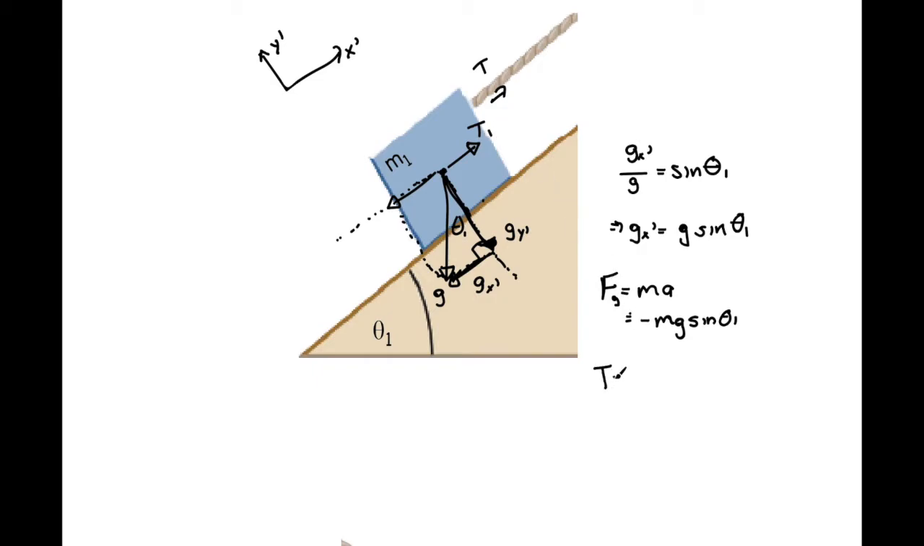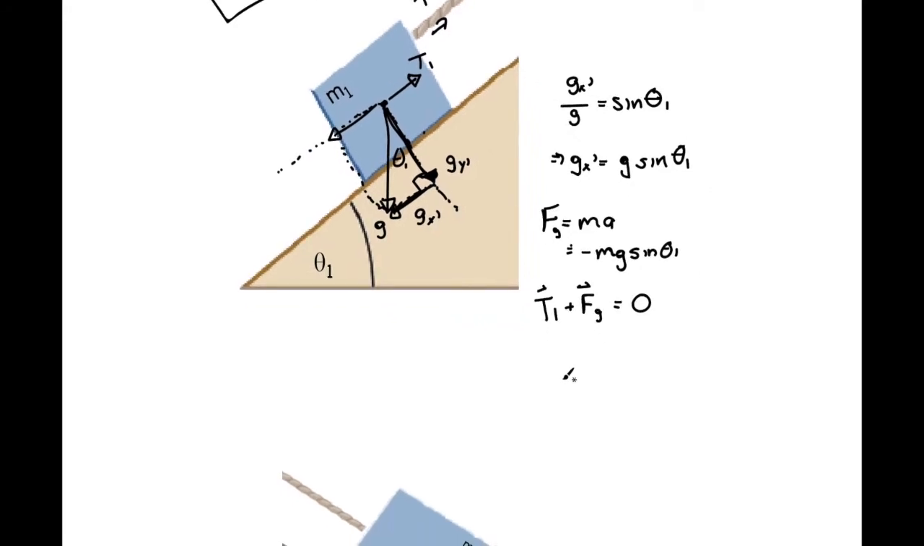So then T1 plus the force due to gravity, those are the two forces acting on it in this x prime direction, and we said that has to equal 0 for equilibrium. Right? So now putting in the appropriate signs, T1, which is positive, is going in the positive x prime direction, plus minus mg sine theta, because it's going in the negative x prime direction, is equal to 0 if it's to sit still. But that just means that T1 is equal to mg sine theta.